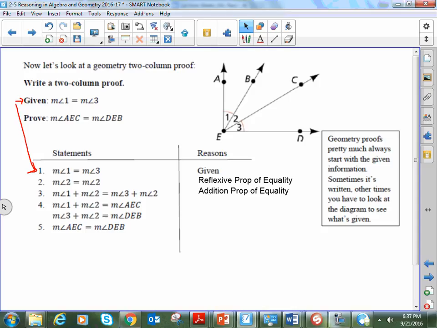So that isn't actually on your reasons in this handout. That's going back to something even earlier called the angle addition postulate. This simply says if I take smaller angles and combine them, I get a bigger angle.